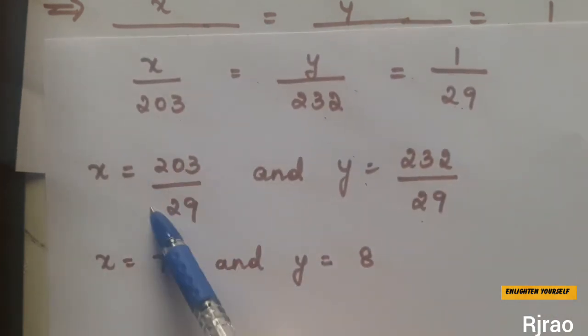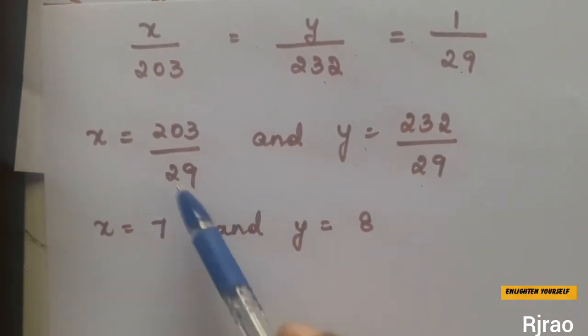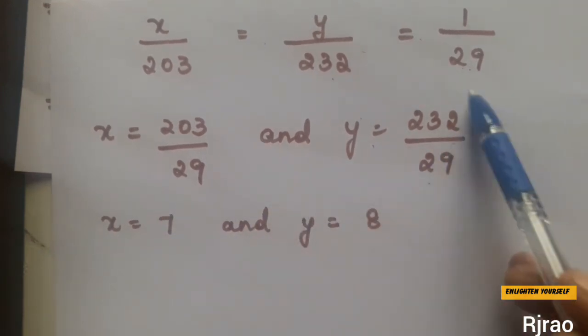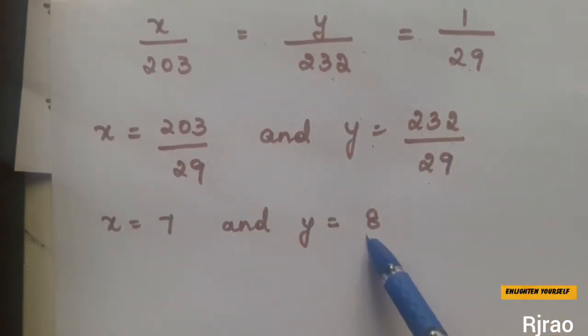So this we can divide. If you can divide, you have to divide this. So x is equal to 7 we will get, and this one also we will get y is equal to 8.